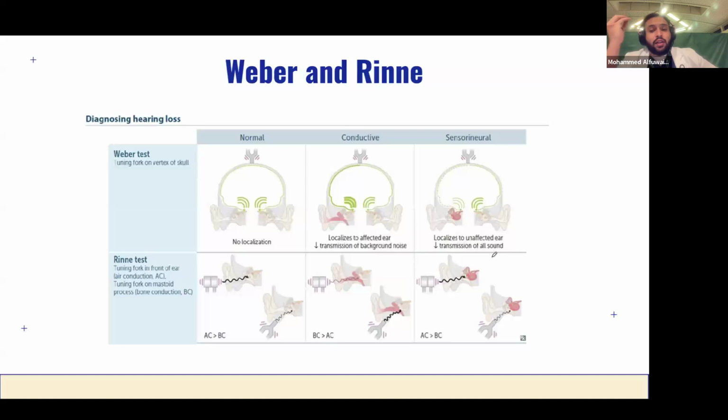Okay? This test, Rinne, will tell you conductive or not. It will just tell you whether or not this patient has conductive hearing loss. If they have air more than bone, it's either normal or sensorineural. And if you compare both sides, this ear they can't hear, but this ear is fine. You do both sides. But air more than bone for sensorineural. Okay. Is the concept of the Rinne test clear?